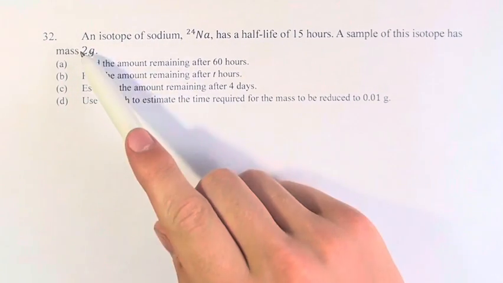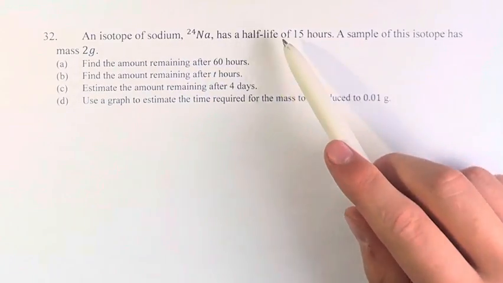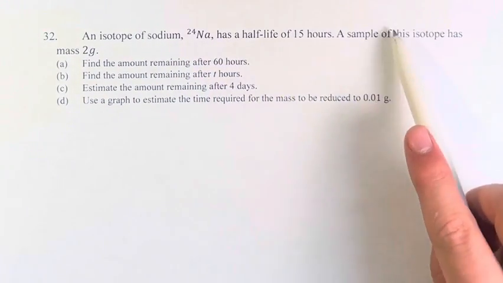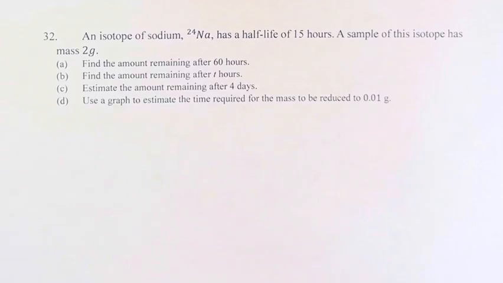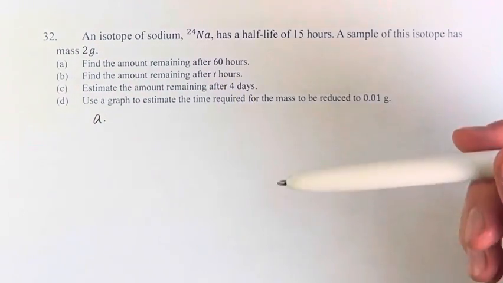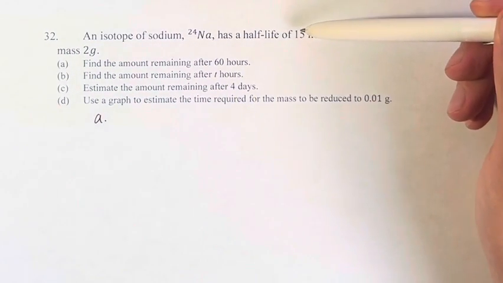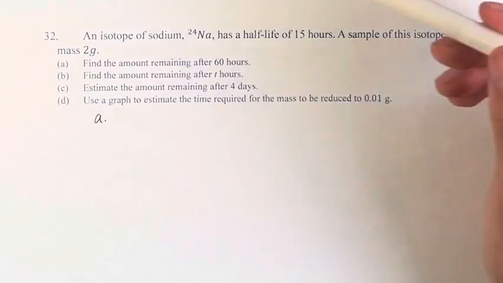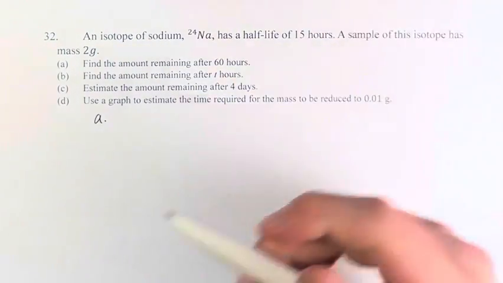In this problem, we're told an isotope of sodium has a half-life of 15 hours. A sample of this isotope has a mass of 2 grams. So in part A, we're asked to find the amount remaining after 60 hours. If this isotope has a half-life of 15 hours, that means every 15 hours, the amount of the sample is going to be cut in half.